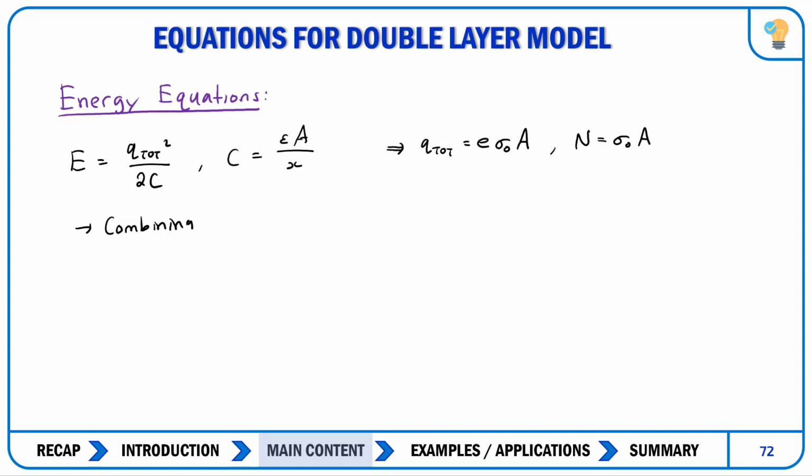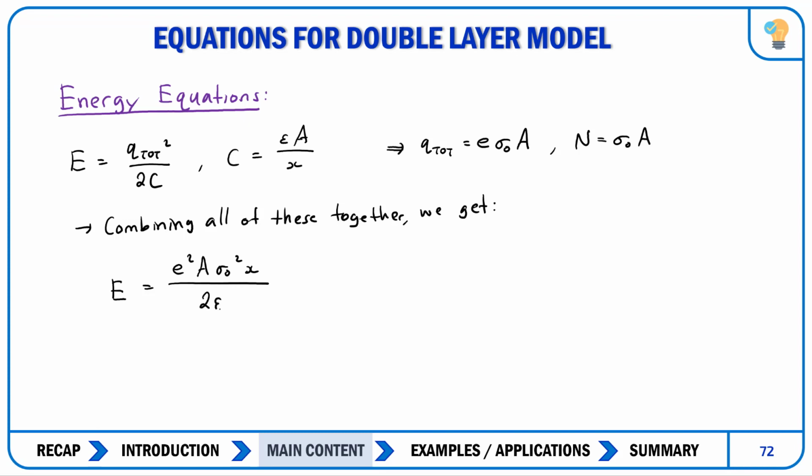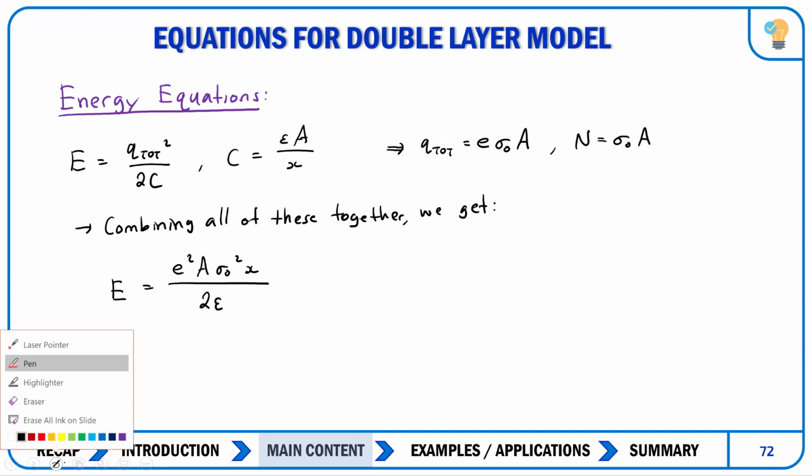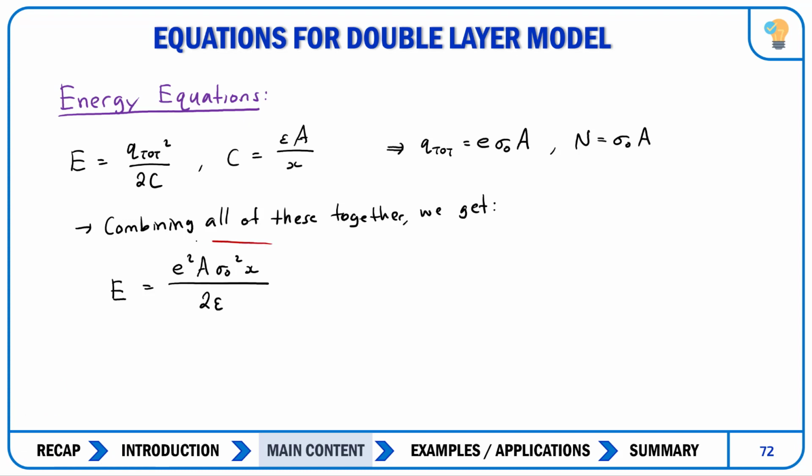And when you combine all of it together, we get E being equal to E squared, or the electric field being equal to E squared A sigma naught squared X over 2 epsilon. So I'm not deriving these equations, but just presenting them.